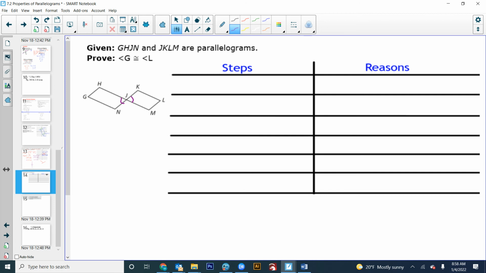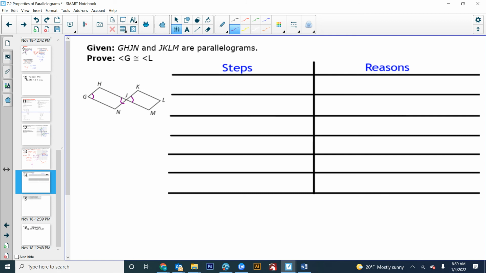Anybody have any other ideas? Emma. Opposite angles are congruent as one of the properties of parallelogram. Good. So let's work maybe from left to right. Angle G. I can name angle G with one letter, right? There's only one angle there. Angle G is congruent to angle HJN. HJN or NJH, either one. Agree? Reason? In a parallelogram, opposite angles are congruent.